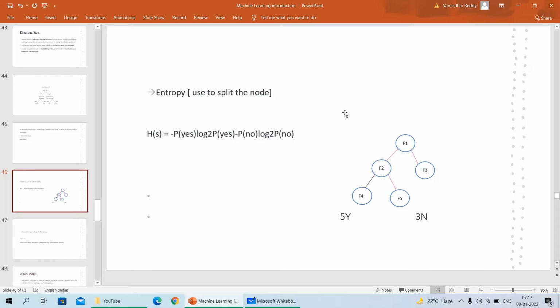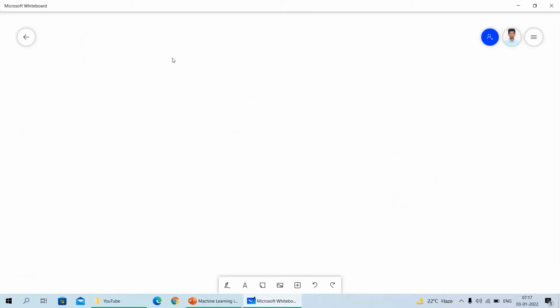Let's move into that. There is a formula: H(S) = -P(yes) log2 P(yes) - P(no) log2 P(no). This is the formula. Let's see some examples, and I will explain about this.